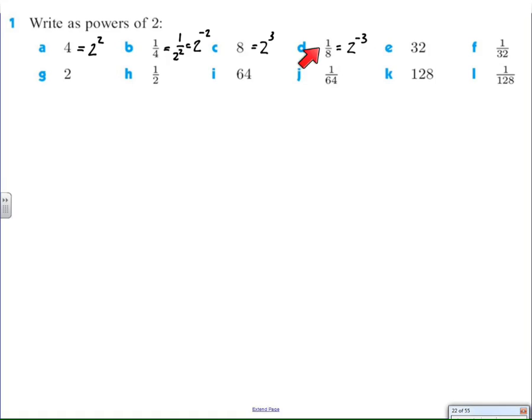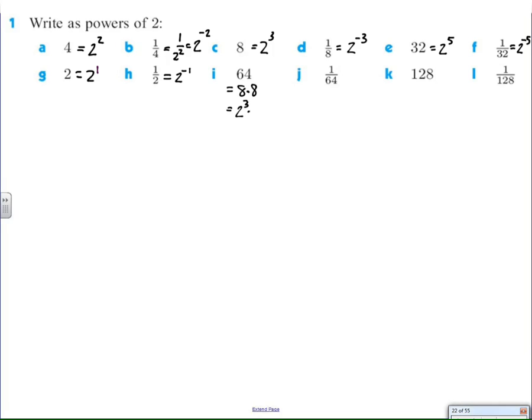So you can start to see a pattern here. For example, if 32 is 2 to the 5th power, then 1 over 32 should be 2 to the negative 5th power. 2 is obviously 2 to the 1. I should put the 1 power there. I seem to have forgotten that. 1/2 is 2 to the negative 1.